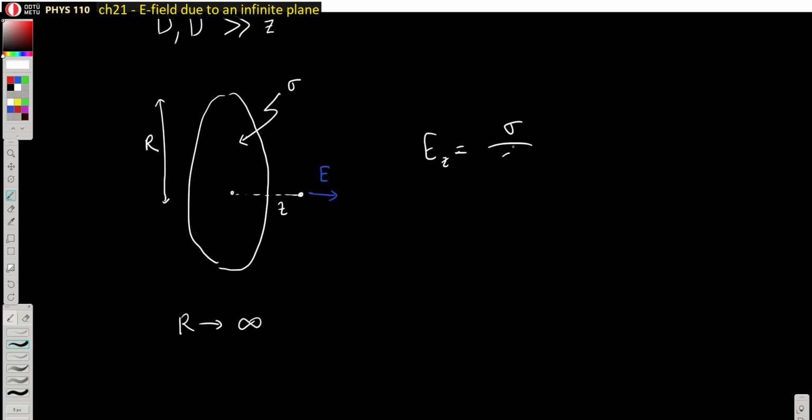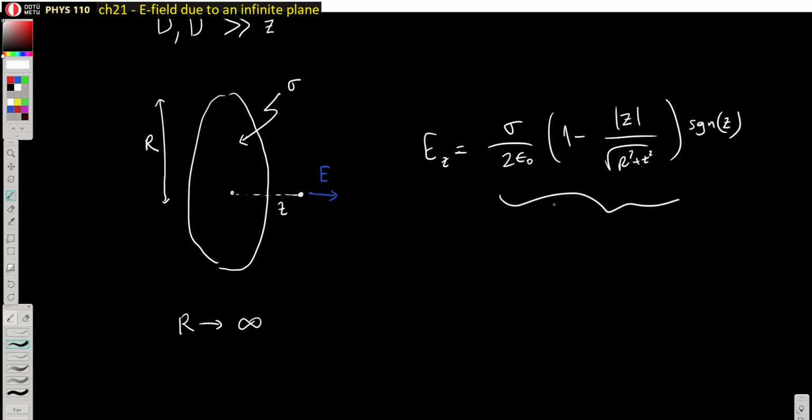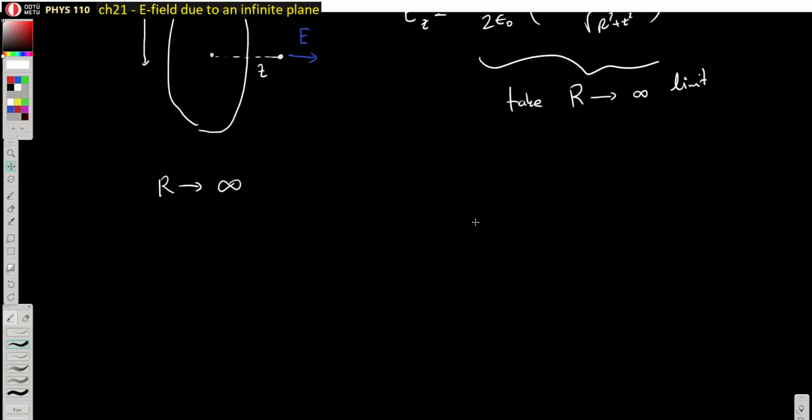So let's just remember this expression: sigma over 2 epsilon 0, times 1 minus the absolute value of z divided by the square root of r squared plus z squared, multiplied with the signum z. Okay, so basically we need to take the limit where the radius of the disk goes to infinity. But since the radius of the disk only appears in here, when this thing goes to infinity, this whole expression goes to 0. And so as a result, we basically have this expression in here.